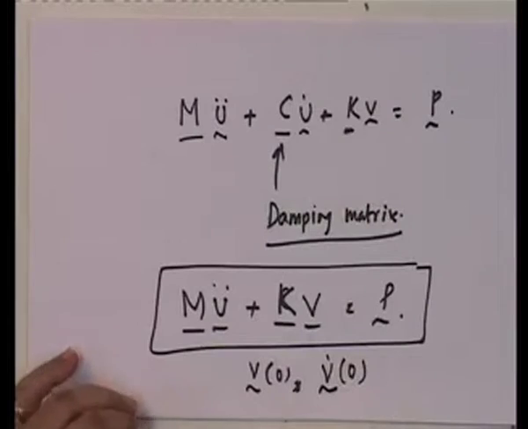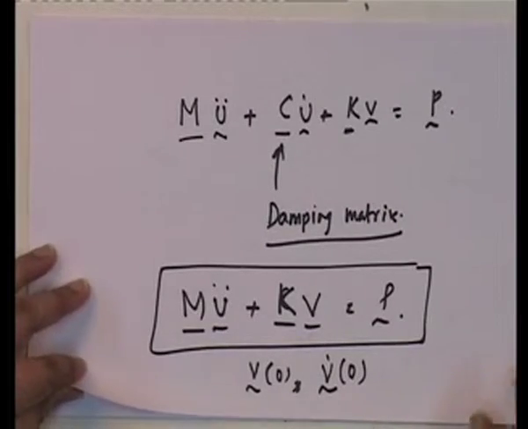So, we have m v double dot plus k v is equal to p, where p is the load vector, m is the mass matrix, and k is the stiffness matrix corresponding to the degrees of freedom vector given by v, subject to initial conditions v 0 and v dot 0. Note that all of these are perforce vectors because it is an n degree of freedom structure. Okay. So, now how do we solve this problem? Well, let us start from the beginning.